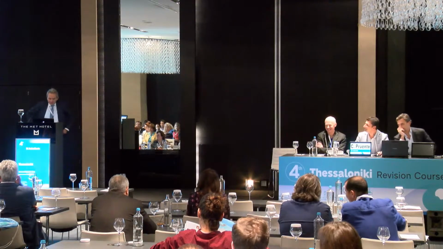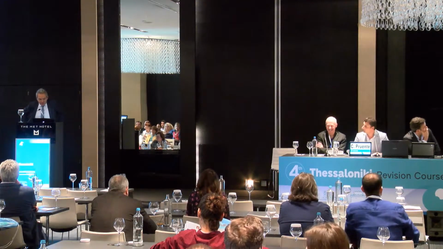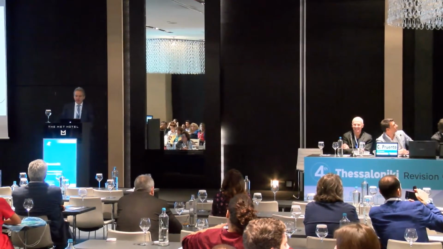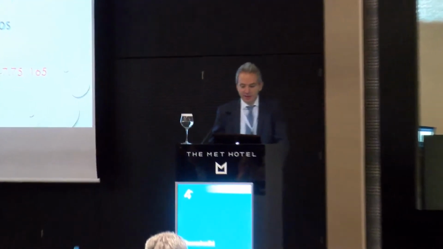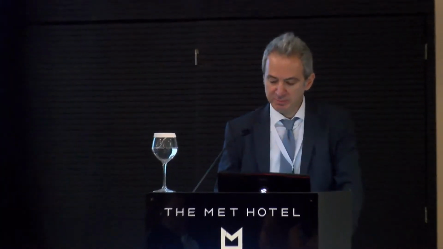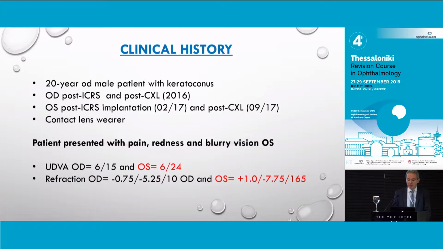It's about a 20-year-old patient with keratoconus. He had intracorneal ring segment implantation and cross-linking in both eyes a couple of years ago. And he presented with pain, redness, and blurry vision in his left eye. So his vision was 6/24, and this was his refraction in his left eye.